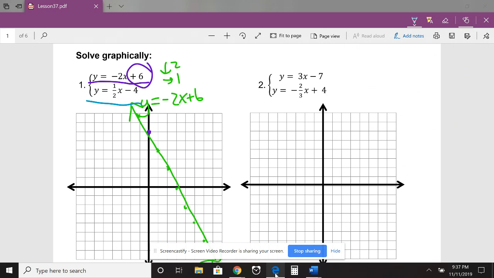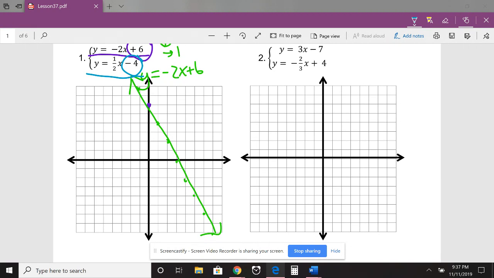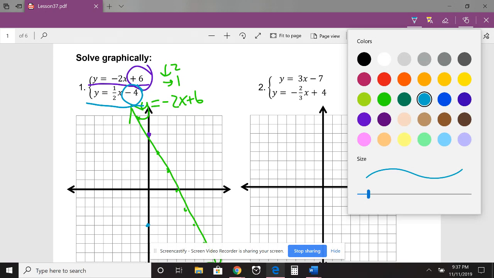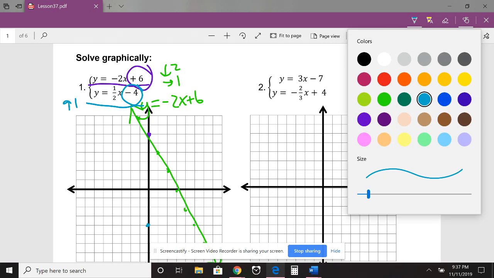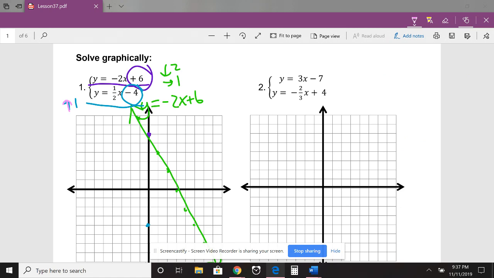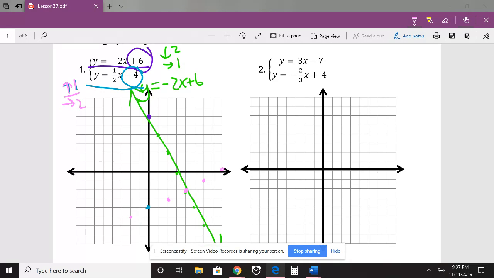The next one starts at negative 4, so start from the origin down 4. And that one, you're going up 1 to the right 2, up 1 to the right 2. You can see where, and down 1 to the left 2.